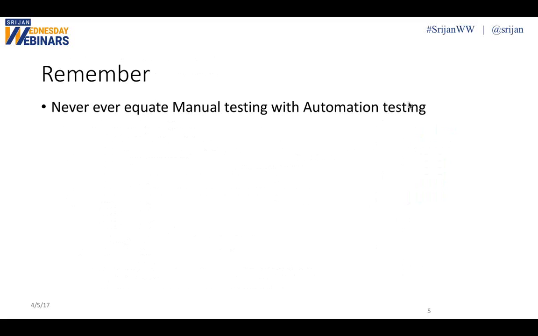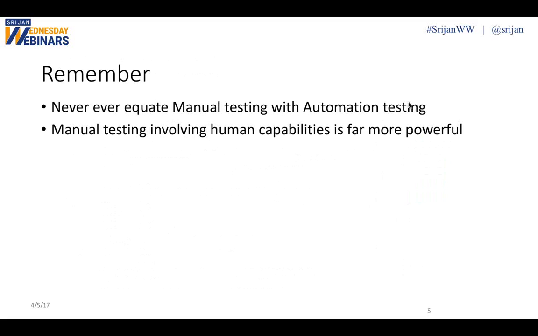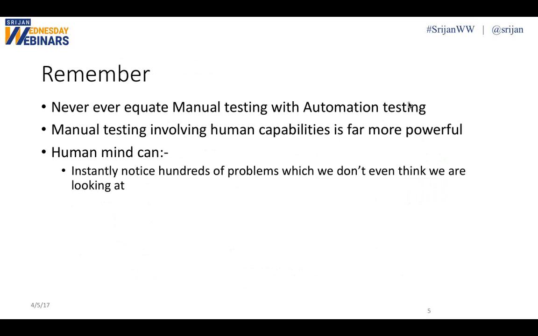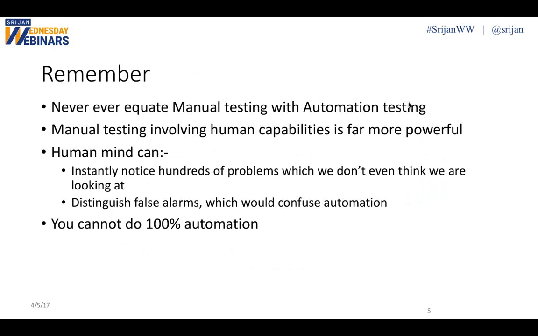So that's what I wanted to put across in this slide: never equate your manual testing with automation testing. Manual testing involves human capabilities, which are far more powerful. A human mind will instantly notice hundreds of problems which we don't even think we are looking at. And a human mind can tell the difference between false alarms, but automation will get confused. And obviously you cannot do 100% automation because you can't codify human knowledge.